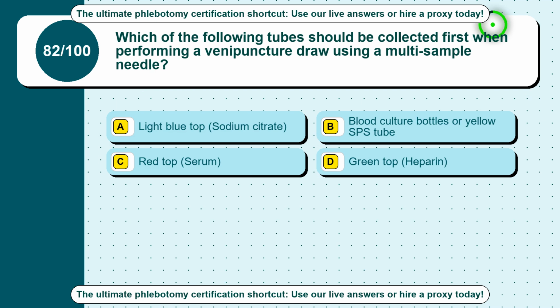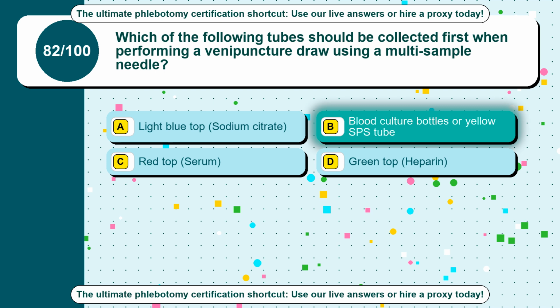Question 82. Which of the following tubes should be collected first when performing a venipuncture draw using a multisample needle? Option A, light blue top, sodium citrate. Option B, blood culture bottles or yellow SPS tube. Option C, red top, serum. Option D, green top, heparin.